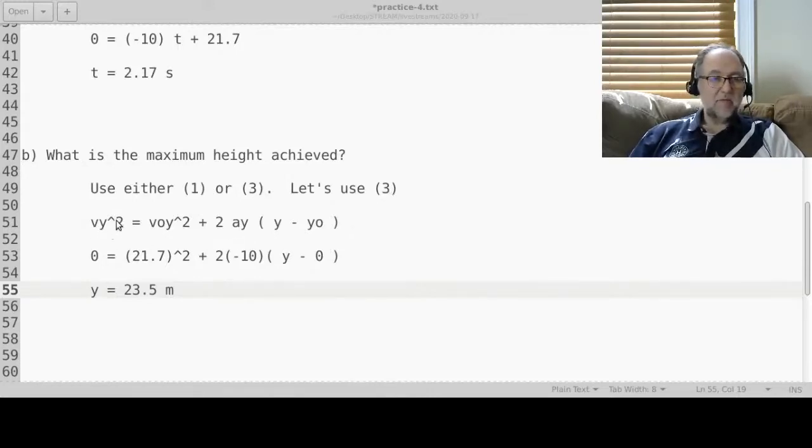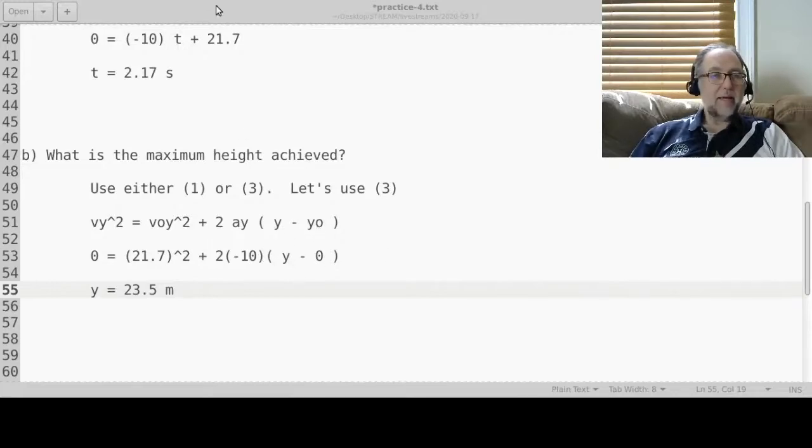Number 3 is basically v_y squared is equal to v naught y squared plus 2 a_y times (y minus y naught). v_y is 0. V naught y we found was 21.7. There's a bit of a round off there, by the way, if you're doing it at your end. And 2 times a_y is negative 10, and y minus y naught is 0.